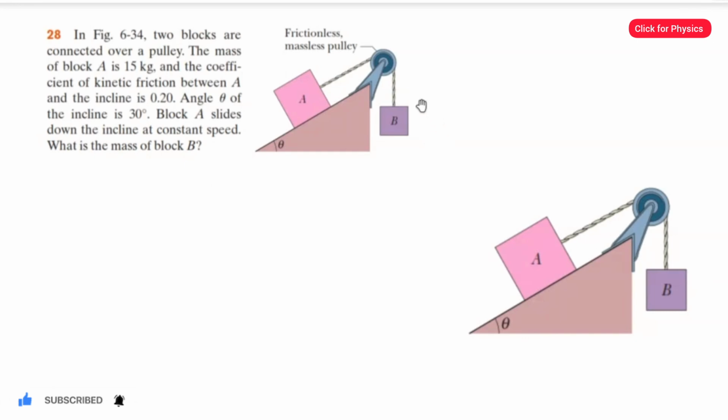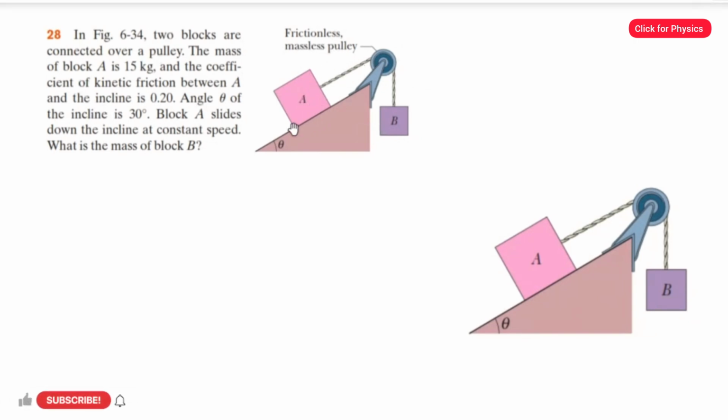So in this question, we have to find the mass of block B. The mass of block A is given as 15 kg, and these two blocks A and B are connected by a string that passes over a frictionless, massless pulley. Here the mass of the string as well as the mass of the pulley are very small when compared with the masses of block A and block B. That's the reason we need not consider the mass of the string or the pulley.